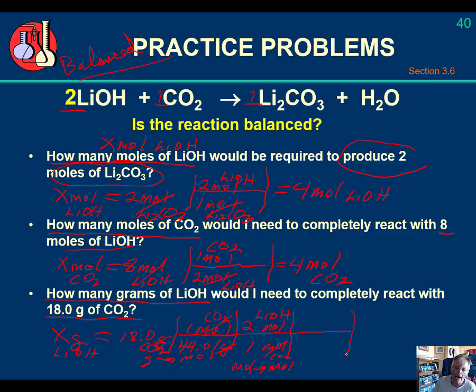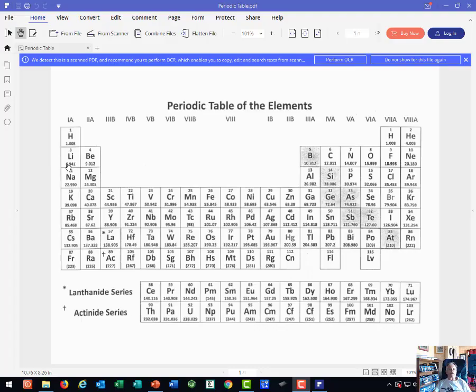And then finally, I need to go from moles of lithium hydroxide to grams of lithium hydroxide. All right, and every 1 mole of lithium hydroxide, and you know what? I don't know the molar mass of lithium hydroxide. Let's go ahead and calculate it. Lithium has a molar mass of 6.94, oxygen a molar mass of 16, and hydrogen a molar mass of 1.01 grams per mole.